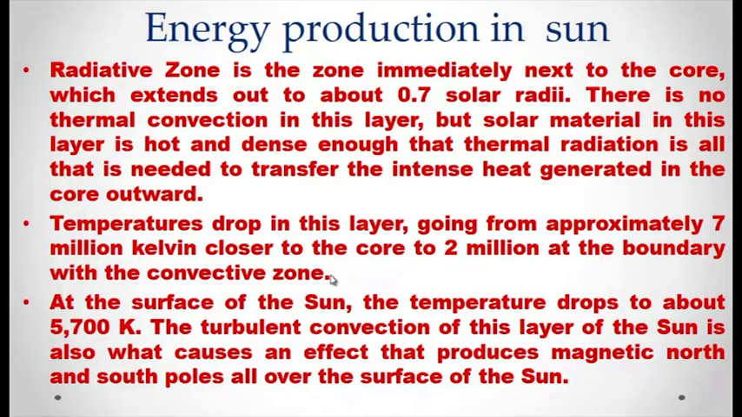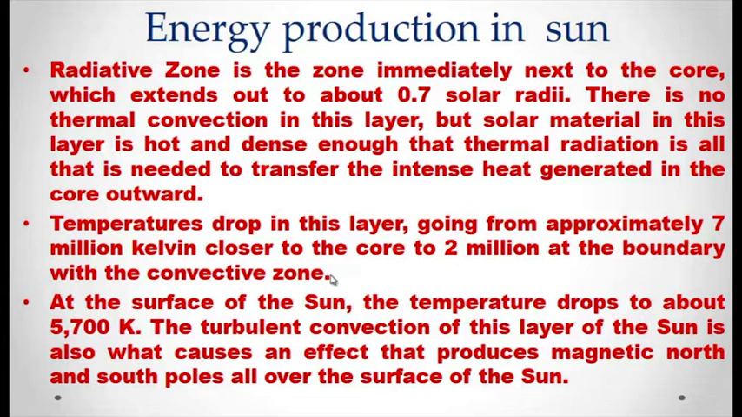The radiative zone is the zone immediately next to the core, which extends out to about 0.7 solar radii. There is no thermal convection in this radiative layer, but solar material in this layer is hot and dense enough that thermal radiation is all that is needed to transfer the intense heat generated in the core outward. Temperatures drop in this layer, going from approximately 7 million Kelvin closer to the core to 2 million at the boundary with the convective zone. So in the radiative zone, temperature drops down. At the surface of the sun, the temperature drops to about 5700 Kelvin. This temperature is taken as the average temperature of the sun. Actually, this is the surface temperature of the sun.